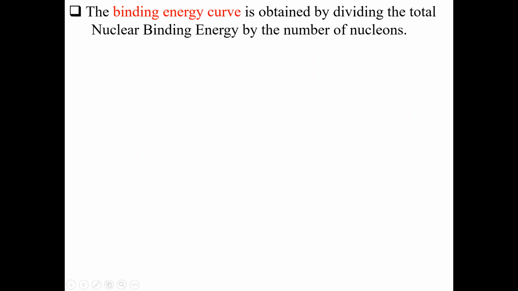The binding energy curve, as we mentioned, is obtained by dividing the total binding energy of the nucleus by the number of nucleons, that is, by the mass number. You get a similar curve for the binding energy per nucleon versus the number of nucleons.